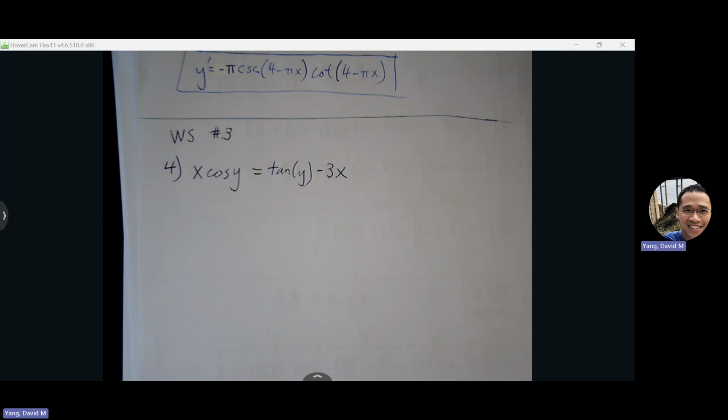Hopefully we see the need for product rule, that x times cosine y. There's a need for product rule there, and we see y is mixed into the equation. There's implicit.